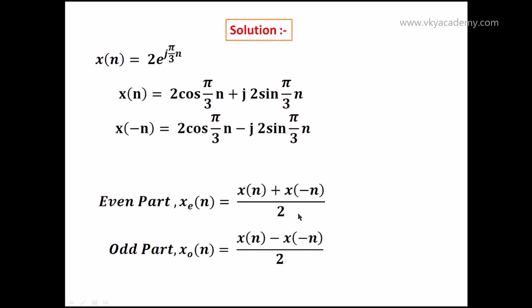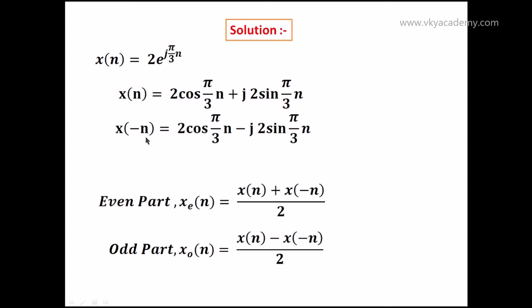Let us move to the second example. x of n is equal to 2e to the power j pi n by 3. Now any exponential function can be represented by its equivalent trigonometric function according to the Euler formula, or you can say Euler theorem. So x of n is equal to 2 cos pi n by 3 plus j 2 sin pi n by 3, which is the trigonometric representation of this given exponential.